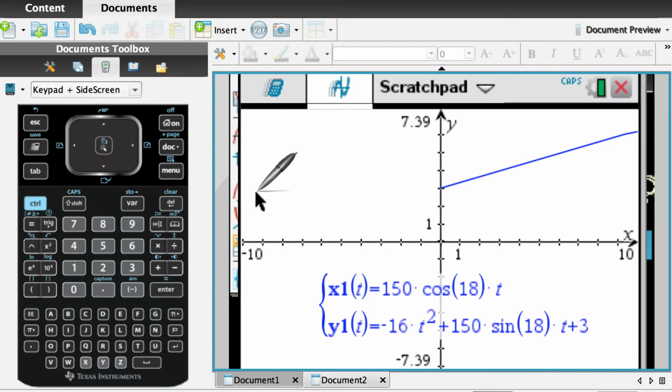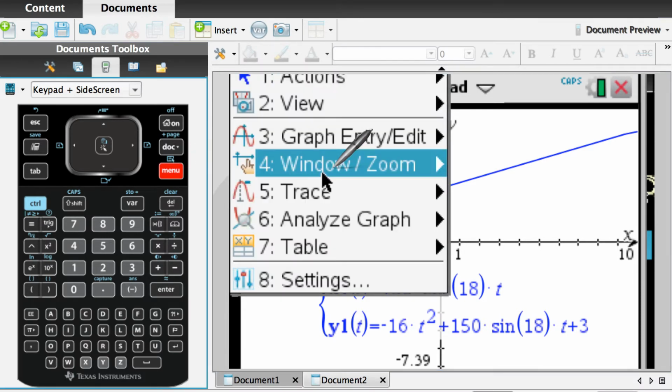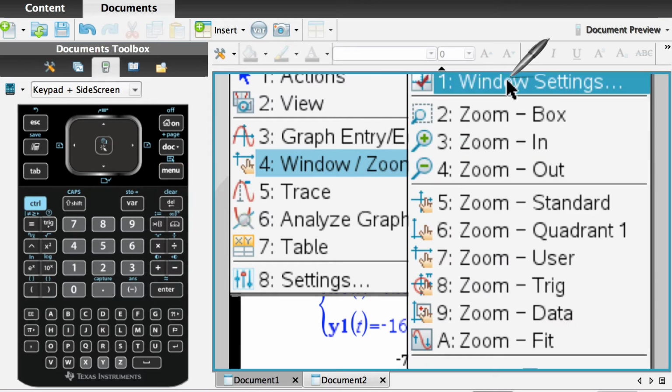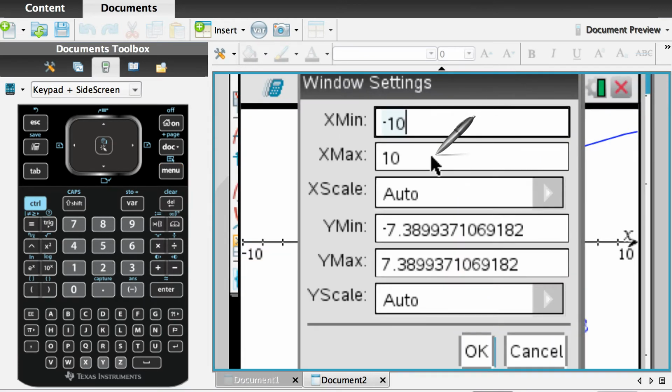So we also need to simulate a fence. The first thing we're going to do is change our window, and we're going to go from 0 to, let's just say 500, because the fence is 400 feet away from the ball.